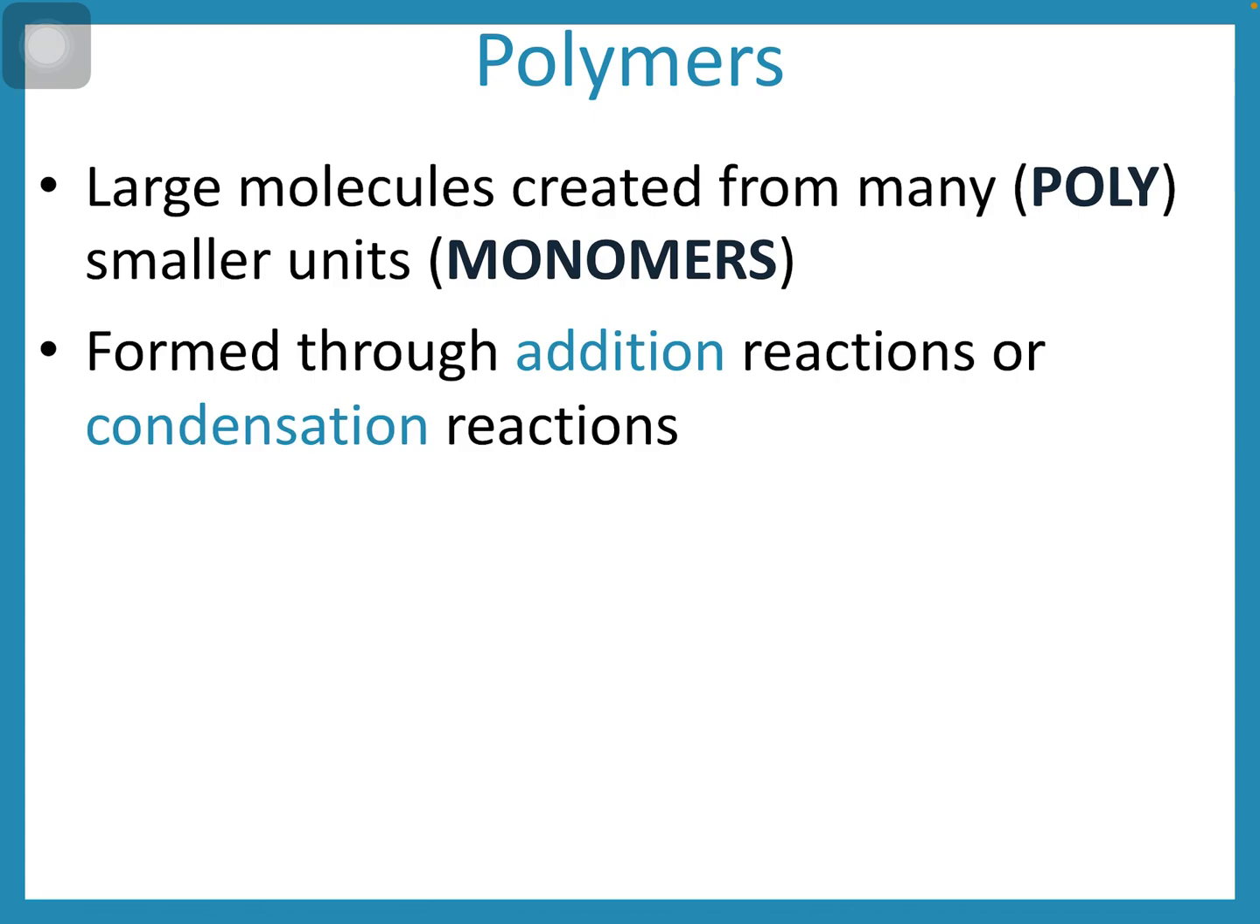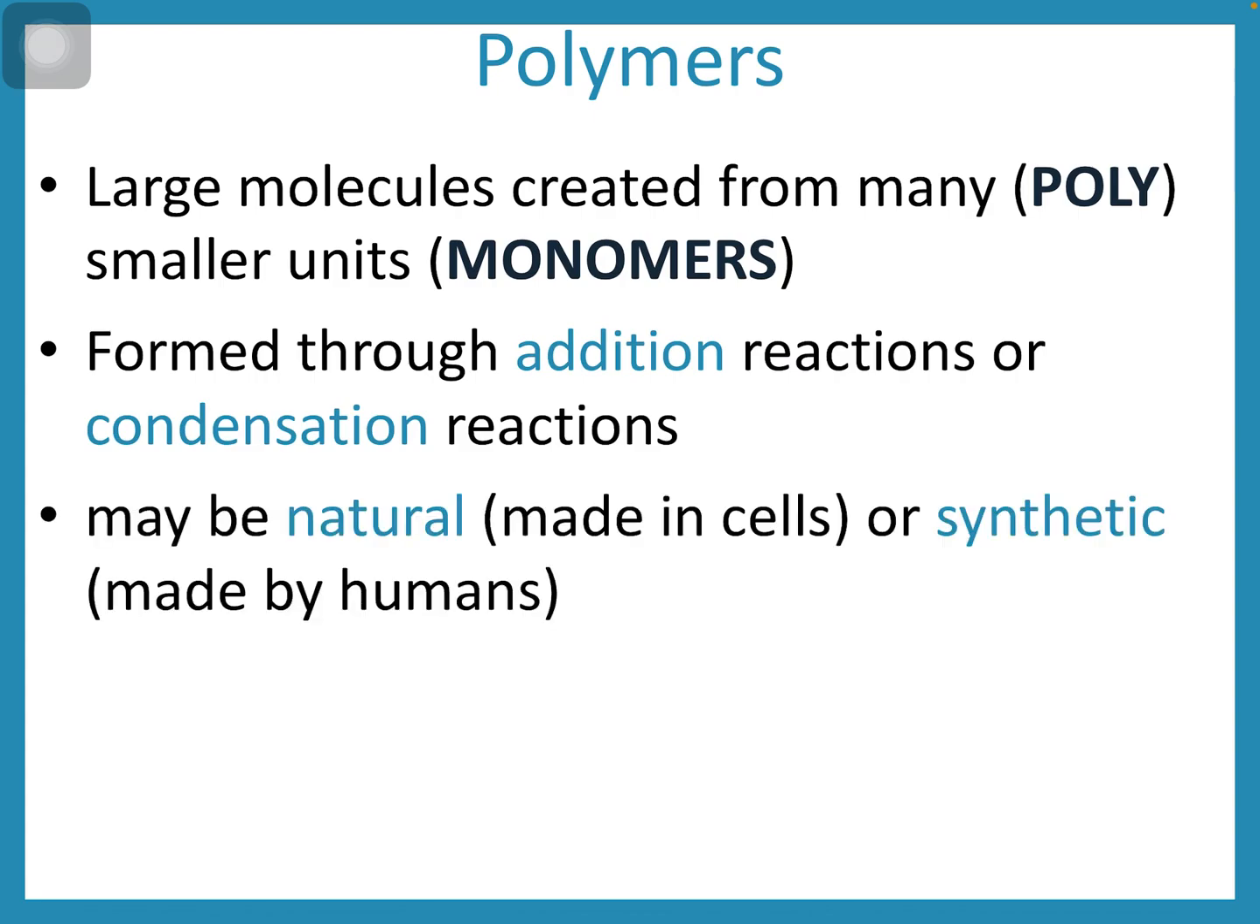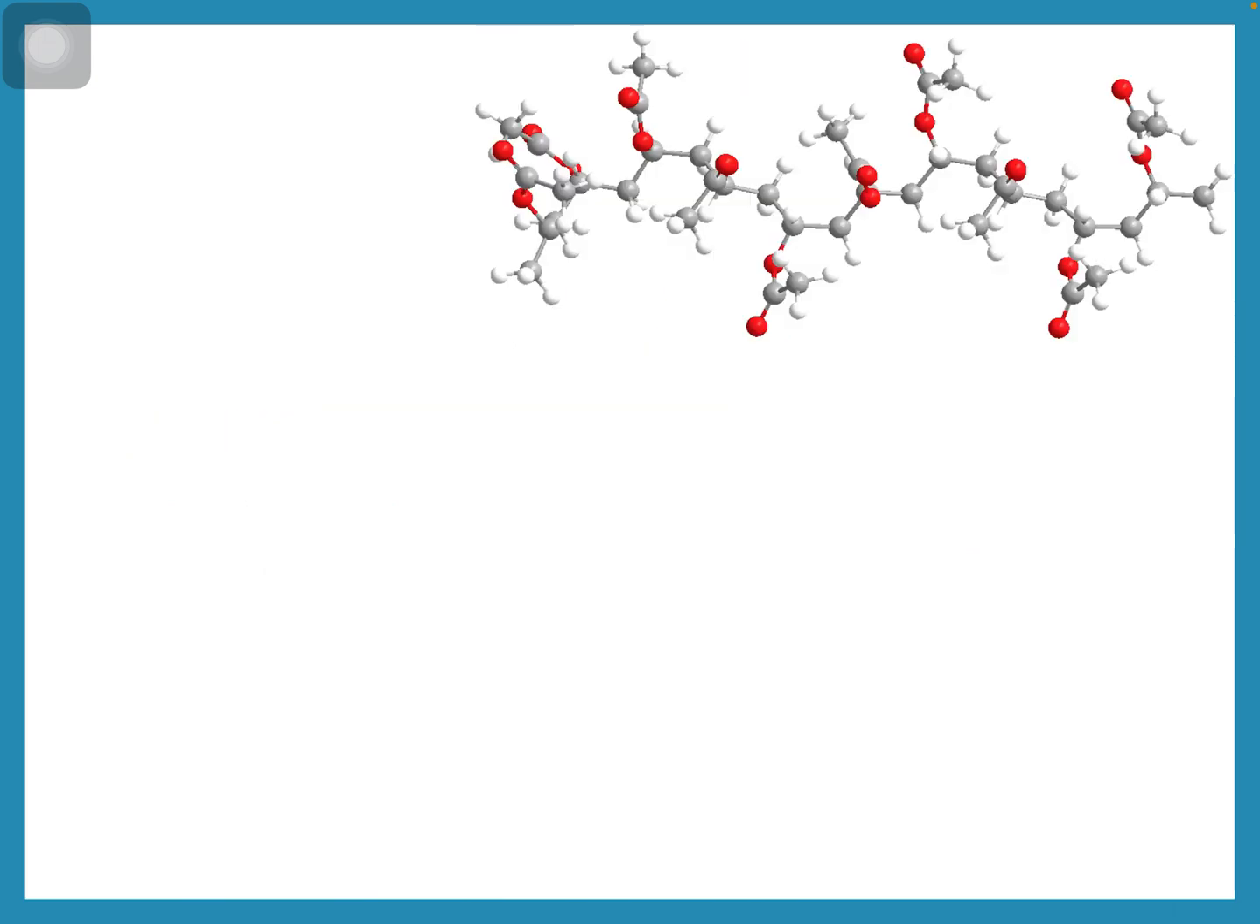Polymers can be formed through either an addition reaction or a condensation reaction, and then we would have multiple of those as more and more monomers are added to make the polymer larger. They can be natural, so they can be made in our cells, or synthetic, something that we make as humans. This is an example of a polymer, so we can see that there are many parts of this molecule that are the same unit that keeps repeating over and over.